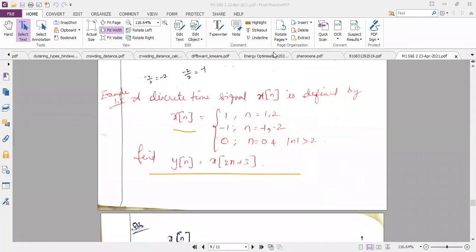So can we plot x of n? Let me try x of n plot in the screen. X of n is like this.